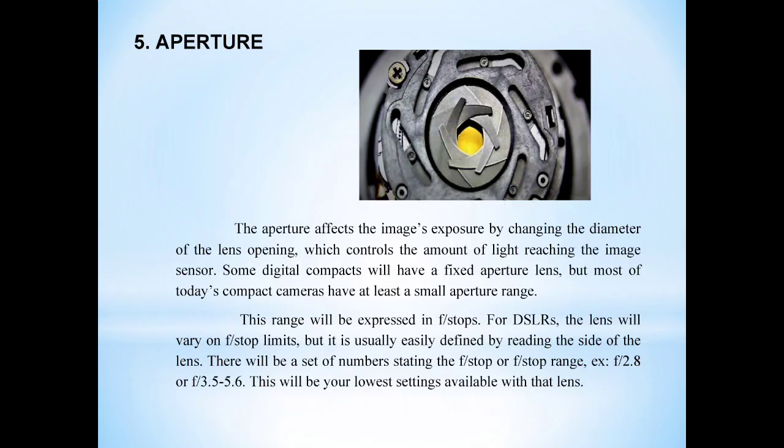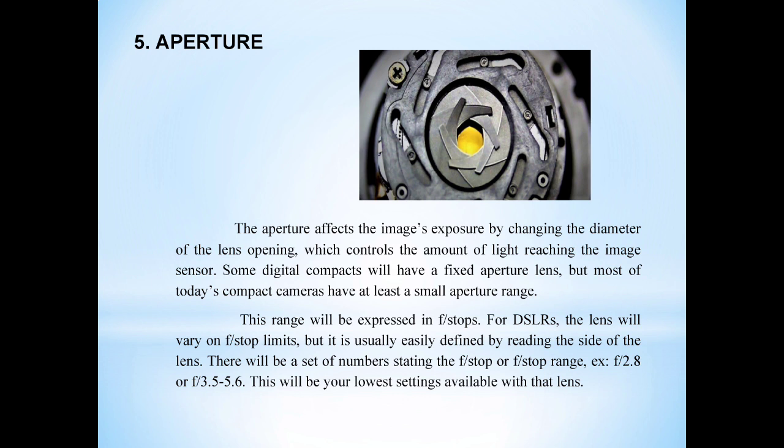The next is aperture. Aperture affects the image exposure by changing the diameter of the lens opening, which controls the amount of light reaching the image sensor. Some compacts will have a fixed aperture lens, but most of today's compact cameras will have at least a small aperture range. The range will be expressed in f-stops.